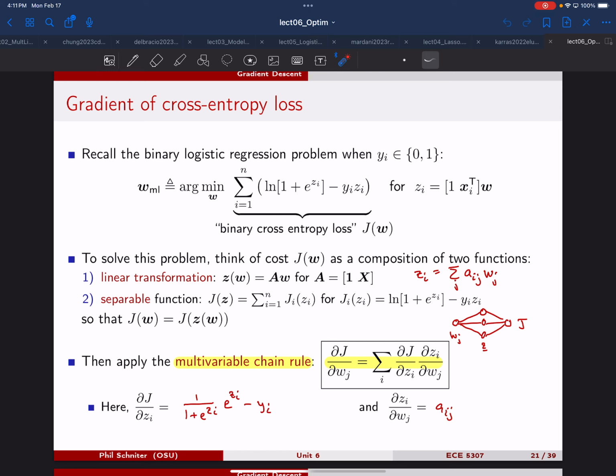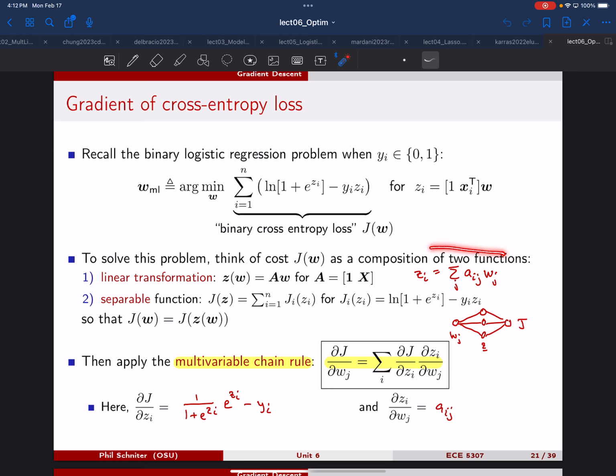And so the way we're going to approach computing the gradient is to use the multivariable chain rule, which looks like this. And this is something we're going to start seeing a lot of in this class. This is basically saying the derivative of the cost with respect to the jth parameter is a sum over all the different training samples of the derivative of J with respect to Z, times the derivative of Z with respect to Wj. So this is what we're going to use, and we just have to figure out these two components.